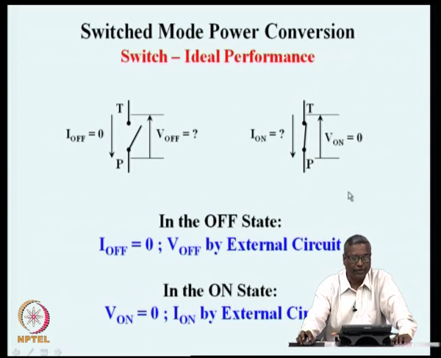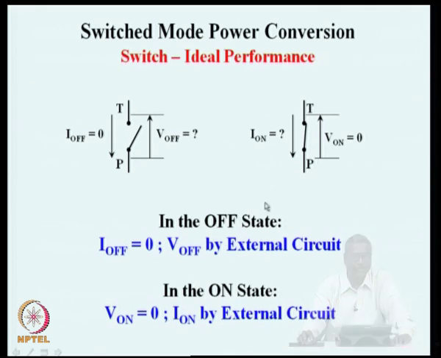Now, this particular feature is very important to be noticed, that the switch, which is a bistable element, has two states: the off state and the on state. In the off state, the current is 0, and in the on state, the voltage across the switch is 0. The off state voltage is dependent on the external circuit, and in the same way the on state current is dependent on the external circuit. These are the primary characteristics of any switch, that the current in the off state is 0 and the voltage is decided by the external circuit, and the voltage across the switch in the on state is 0 and the current is decided by the external circuit.